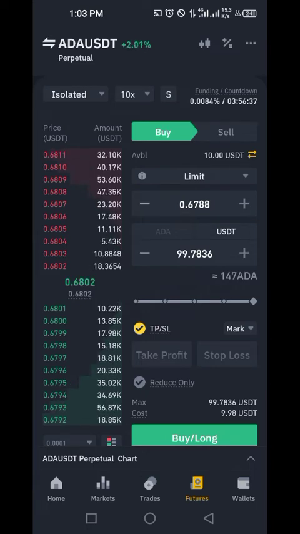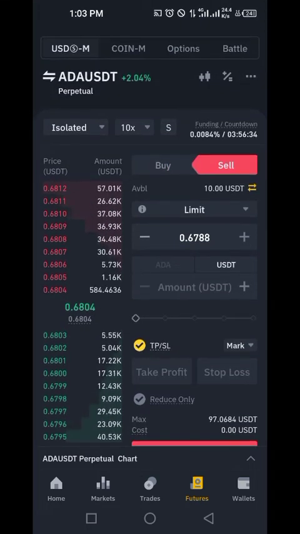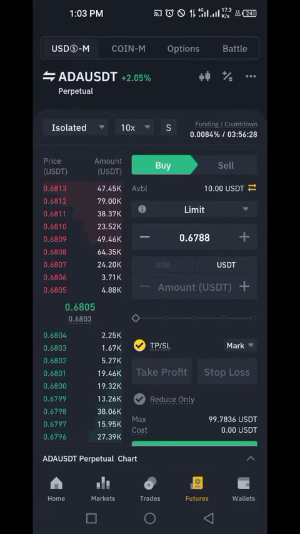So this is buy, this is sell. When you are buying, you are longing. Buying means you are saying that this ADA will be going up. Let me click on this. When you want to trade futures, there are some analyses you must do before you start trading. You don't just enter a trade without knowing where the market is going.